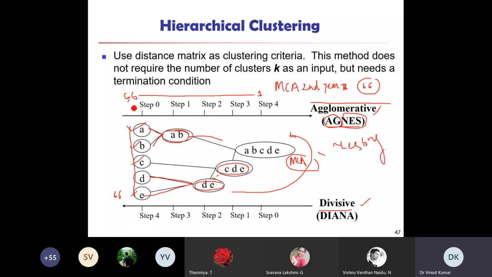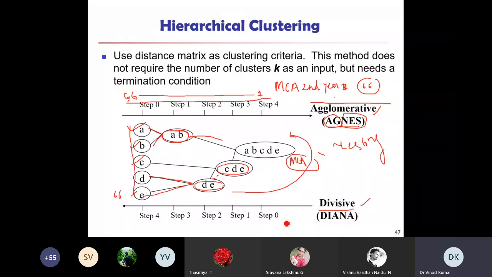So this approach from bottom to top is called the bottom-up strategy of clustering. This is nothing other than the agglomerative type of clustering. Now come to the opposite of this. What is the opposite of this?